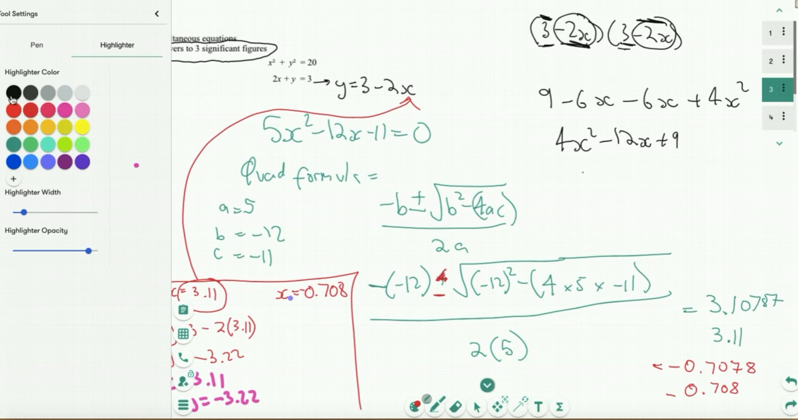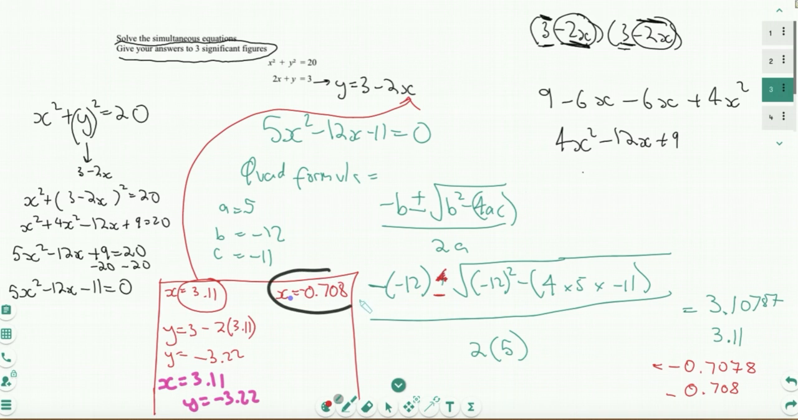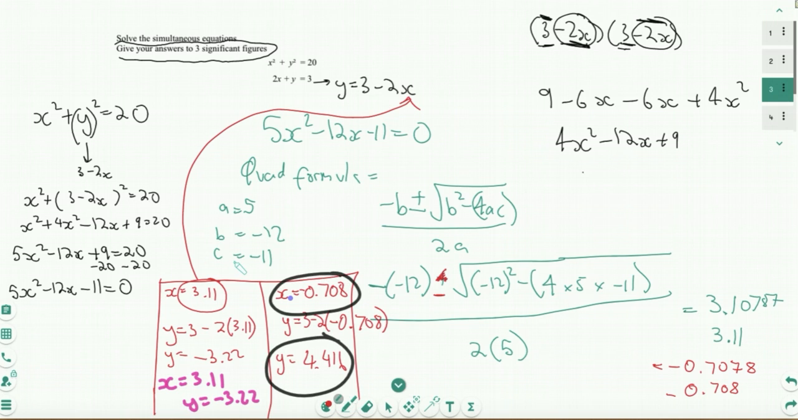And then our second value for y can be found by plugging this value back into our equation. So y is equal to 3 minus 2 times negative 0.708. y is equal to 4.416. And these are our second set of values. So 1 answer and 2 answers.